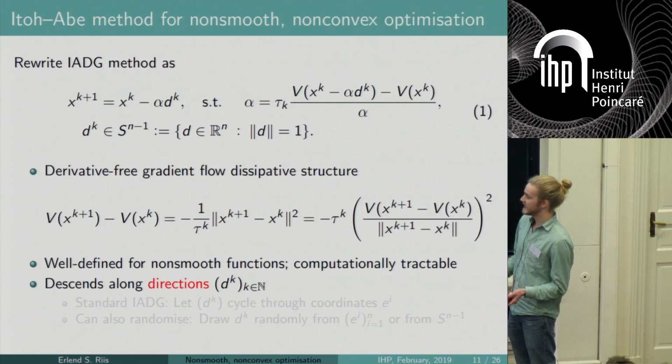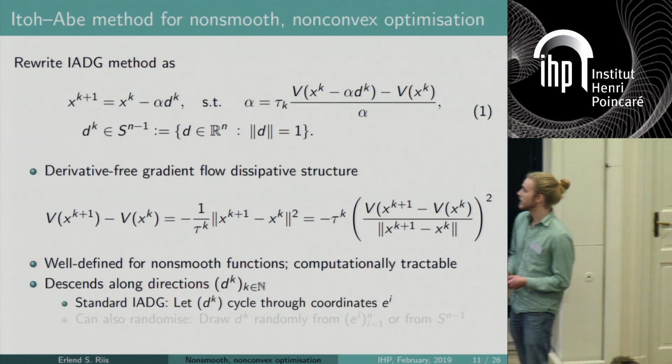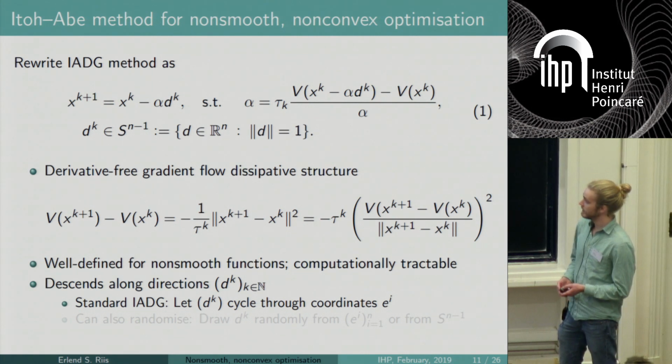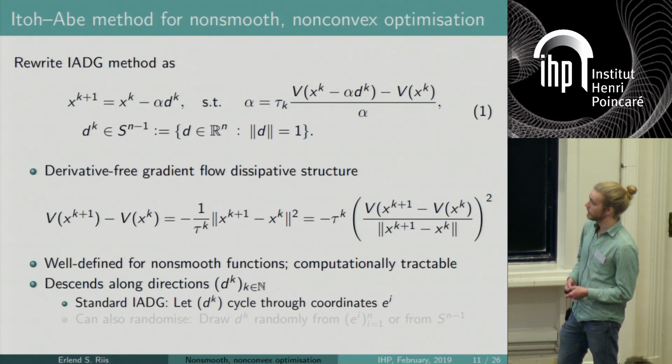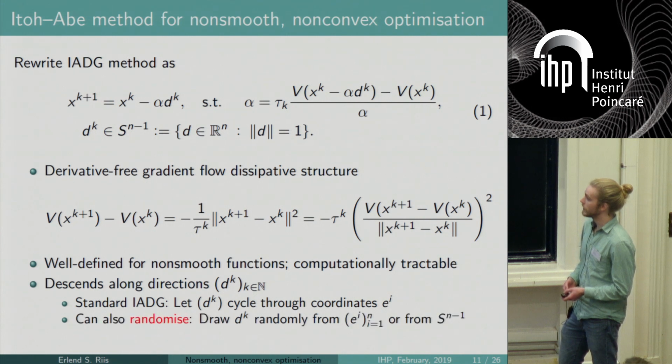Basically, you can consider these methods that descend along directions d_k, and you can keep the standard Itoh Abe method where you just let d_k cycle through the standard coordinates, or you can consider other methods such as randomizing, drawing random directions from the standard coordinates, or even from the unit sphere.